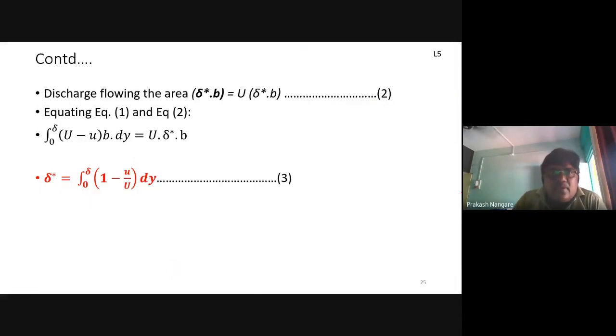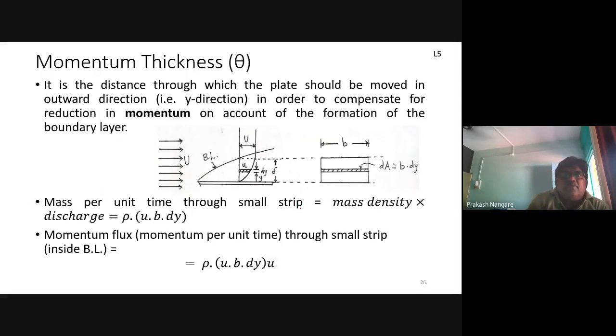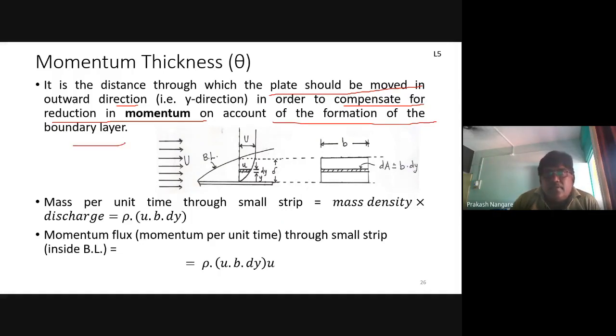So finally you get this equation: delta star is equal to the integration from 0 to delta of (1 minus u by U) dy. Then coming to the third part, that is momentum thickness, which is represented as theta. Momentum thickness is the distance through which the plate should be moved in the outward direction, that is in the y direction, in order to compensate for the reduction in momentum on account of the formation of the boundary layer.